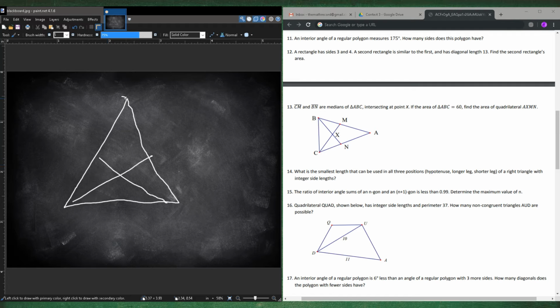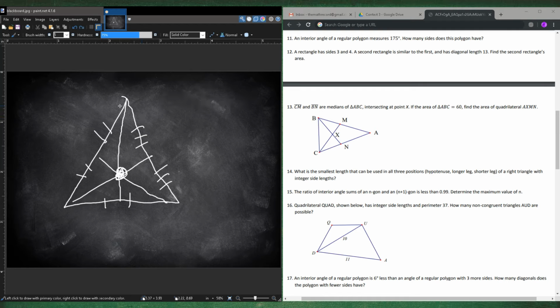So what we're going to do is draw one more median. So this is equal to this, and this is equal to this. They are going to meet at one point in the triangle, at X. How I know this is because something created by three medians is called a centroid. The point where they intersect is called a centroid. So I know it's going to intersect there.